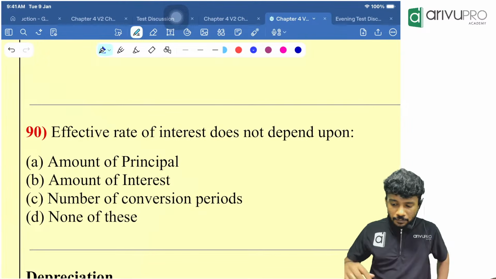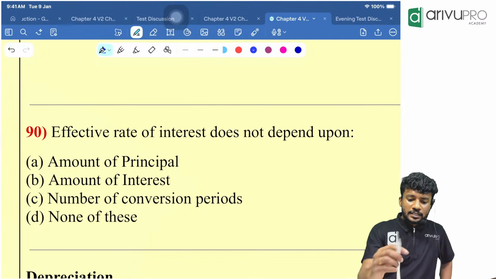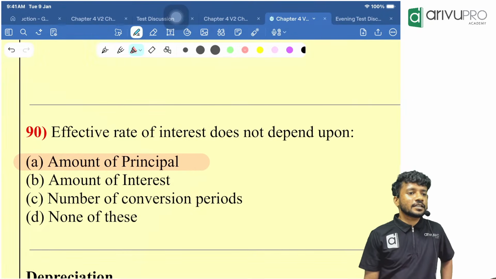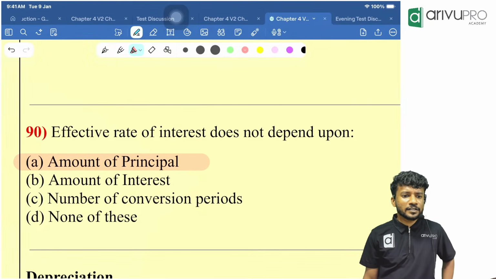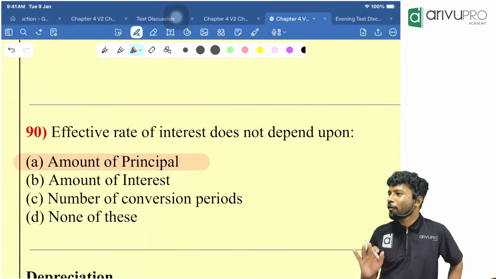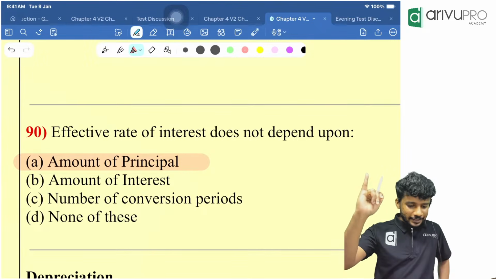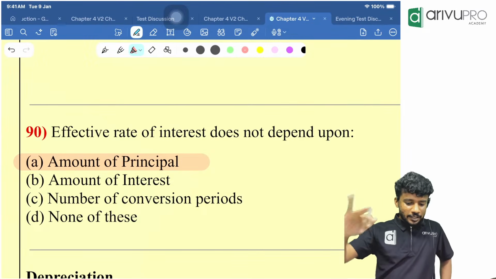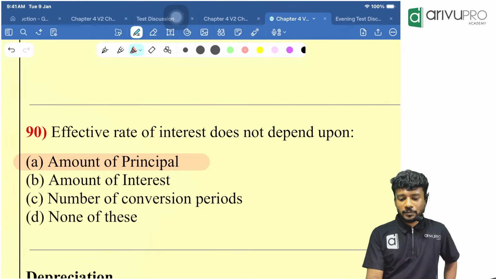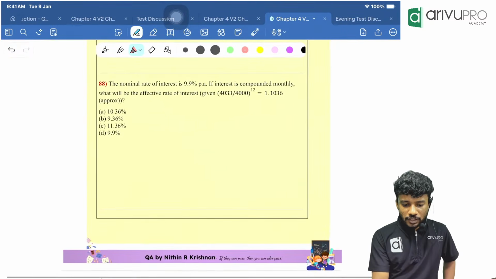Got it, Samyukta? Effective rate of interest does not depend on what? Amount of principal. Have you seen the principal in the formula for effective rate of interest? There is no principal in it. It is (1 plus i) the whole power n minus 1. Period is there, interest value is there, conversion period is there. Is the amount of principal there? It's not there.